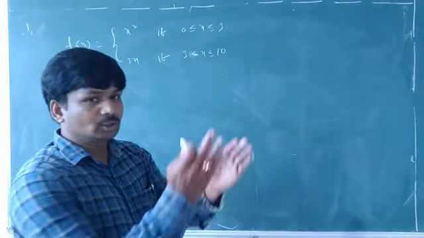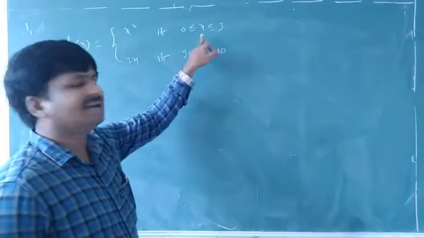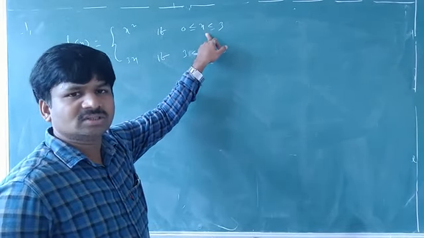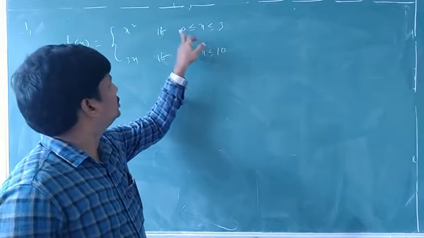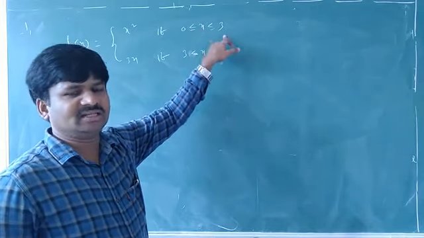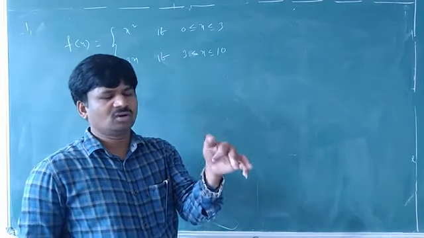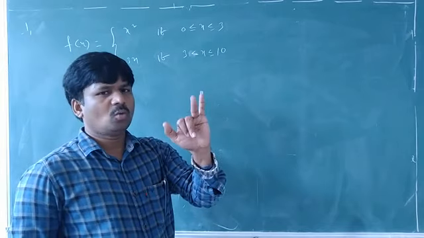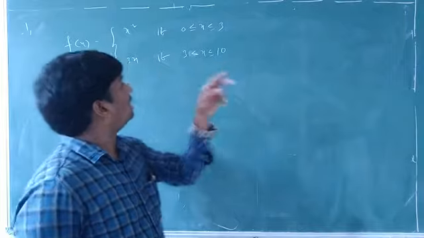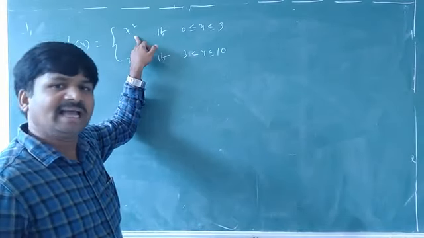The function is split into 2 parts in 2 different ways. That depends upon x values only. If x values are between 0 and 3, including 0 and 3, then what are the x values here? 0, 1, 2, 3. For these 4 values, what is f of x? f of x equals x square.